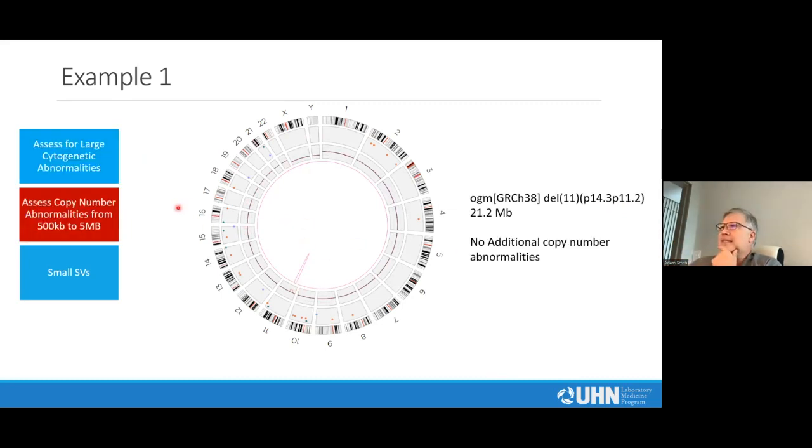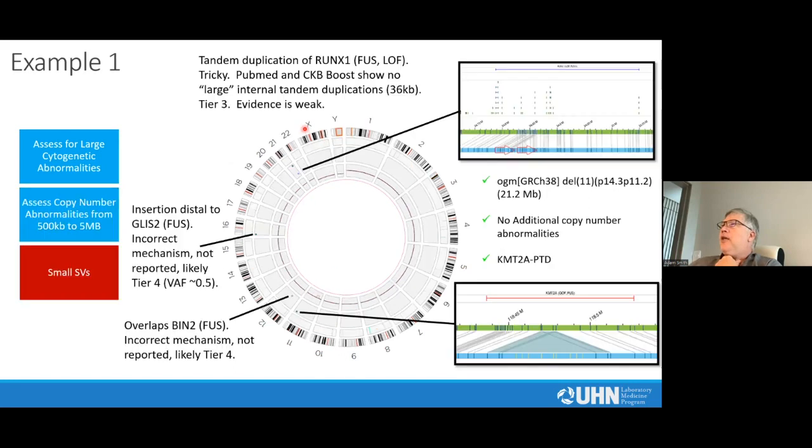We move to our next level, which is we assess for copy number abnormalities from 500 kb to 5 megabases. The copy number track is pretty clean, so we don't see any additional copy number abnormalities. Then we go to small SVs, and this is where we apply a myeloid region file. This allows us to pick out the relevant SVs very quickly. What it identifies right away is a KMT2A partial tandem duplication. We've got a couple of other mechanisms here.